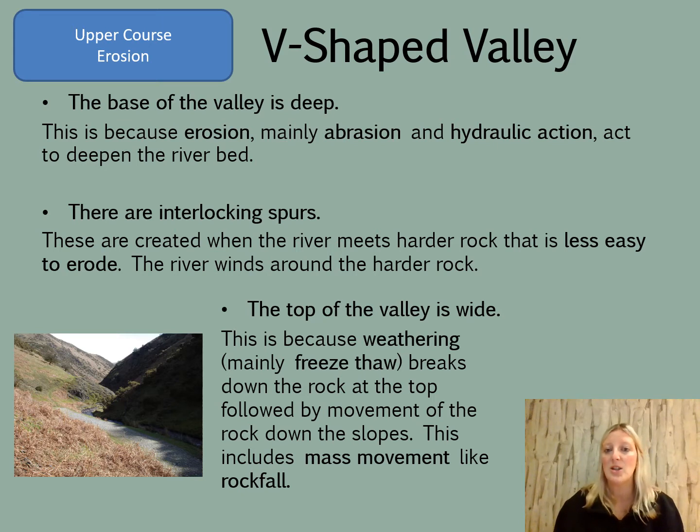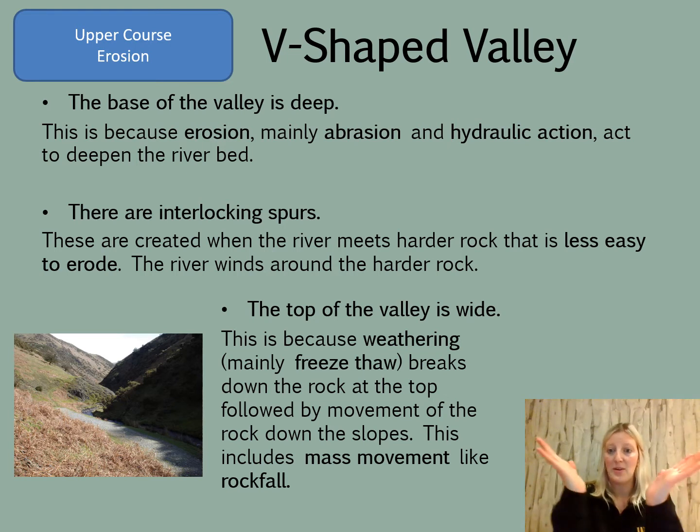We get what are called interlocking spurs. As you can see in the little diagram, the sides of the slopes are overlapping one another. The river is meandering through these interlocking spurs, and that just happens where you've got rock of different kinds of resistance. So the harder rock stays in place for longer than the softer rock, and the river is essentially finding the quickest and easiest way through.